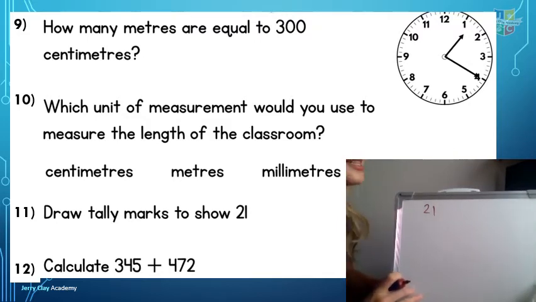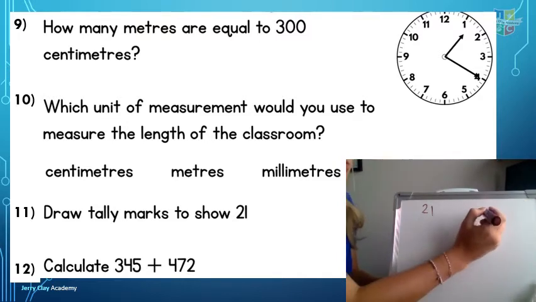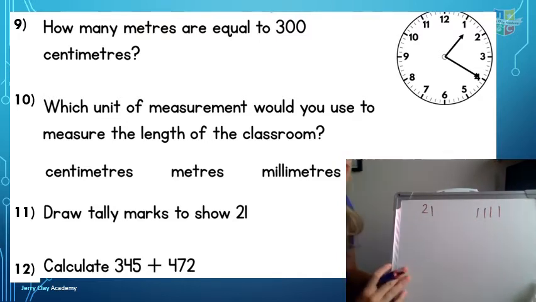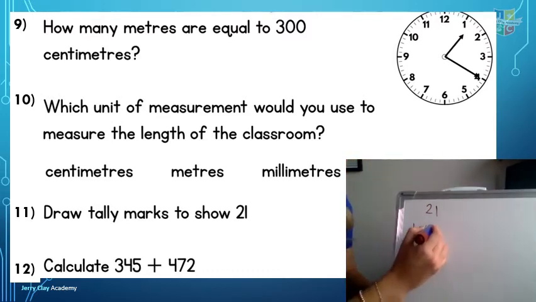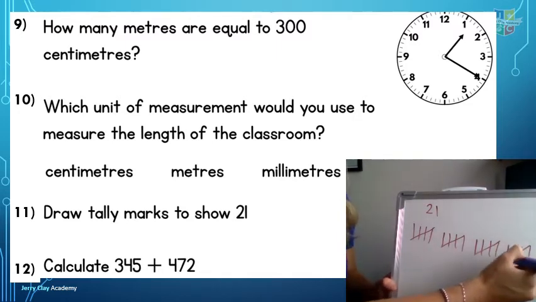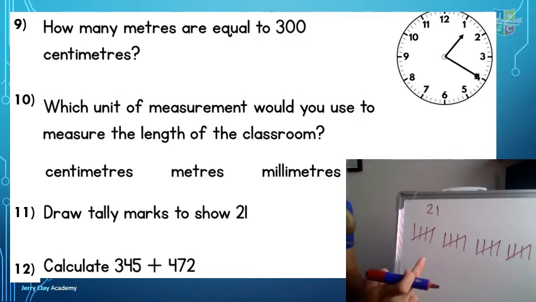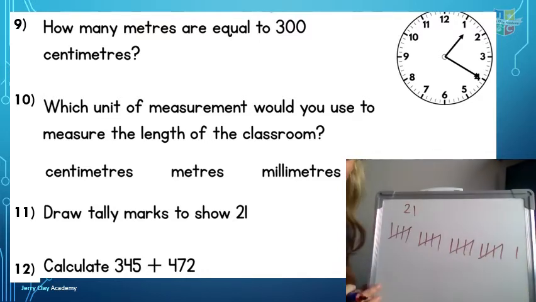Okay, for number 11, we had to show tally marks for 21. Now remember, when we do tallies, we go 1, 2, 3, 4, and when we get to 5, we cross it like a gate. So for you, you should have counted up. So 1, 2, 3, 4, 5, 6, 7, 8, 9, 10, 11, 12, 13, 14, 15, 16, 17, 18, 19, 20, 21. So you should have 4 gates and 1 extra. And 1 extra there. So that's what yours should look like.